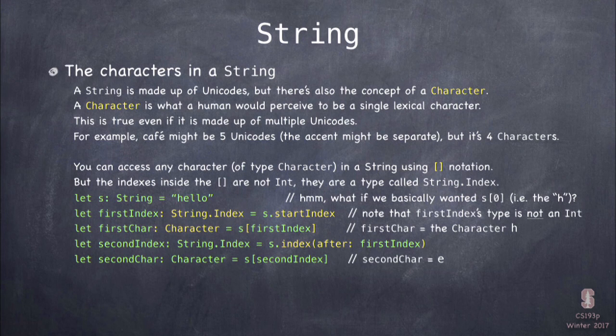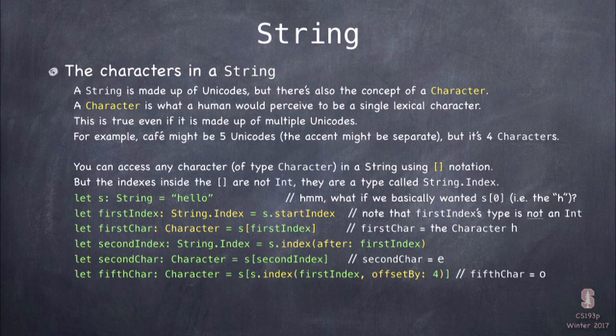Even that is a little bit like, oh my God, you're kidding me. This is really how I have to do this? What if I wanted to jump ahead, though, and get the fifth character, let's say? Well, I can jump ahead by saying s, give me the index starting at your first index that's 4 ahead. So jump 4 characters ahead.